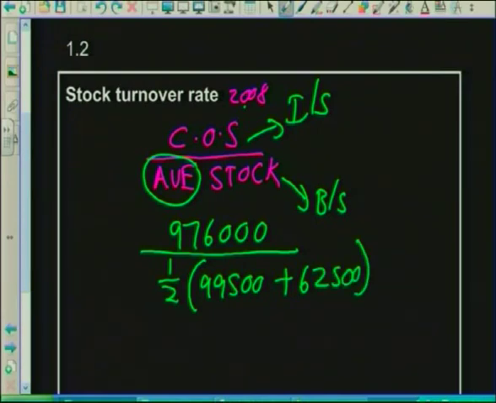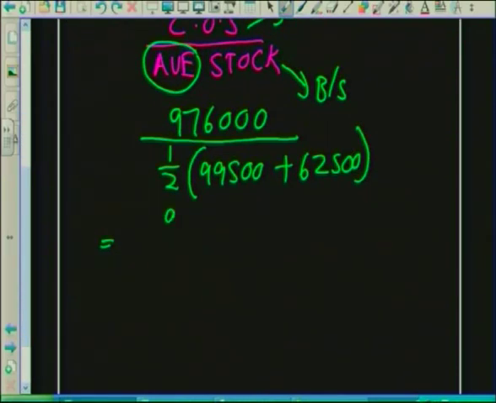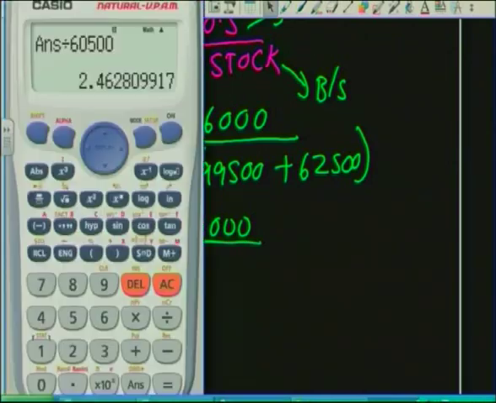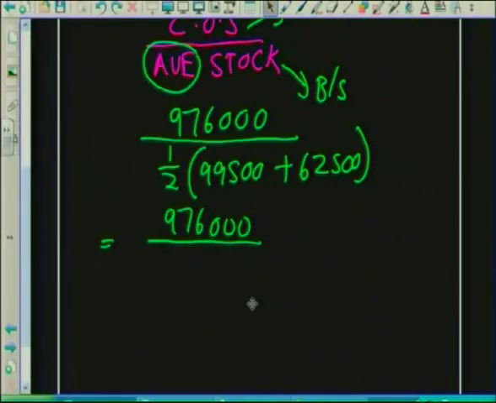62,500. Okay, right. Let's quickly do our calculation. So we've got 976,000 divided by, let's get our calculators out. So we're looking at 99,500 plus 62,500, and that gives us 162,000, but we want an average, so we're going to divide this by 2 because we're obviously looking at 2 years. So our average stock is an amount of 81,000.